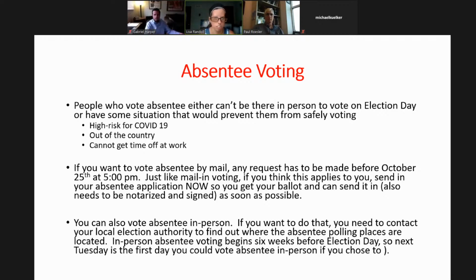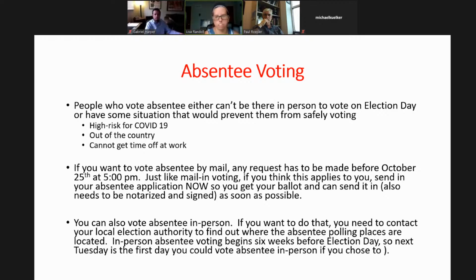Do not wait. It is way better for your closure and for the system in general, for you to get things done sooner rather than later. It will be easier to count ballots if they don't all come in at the last minute.